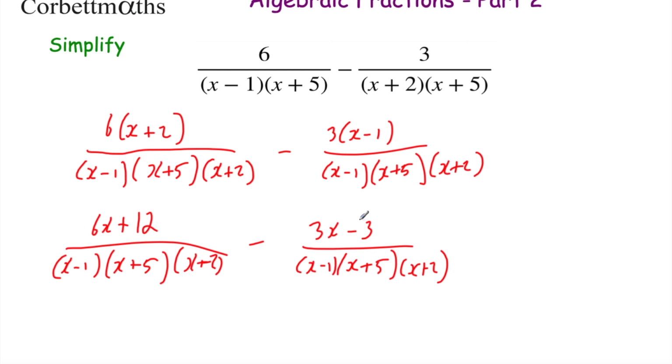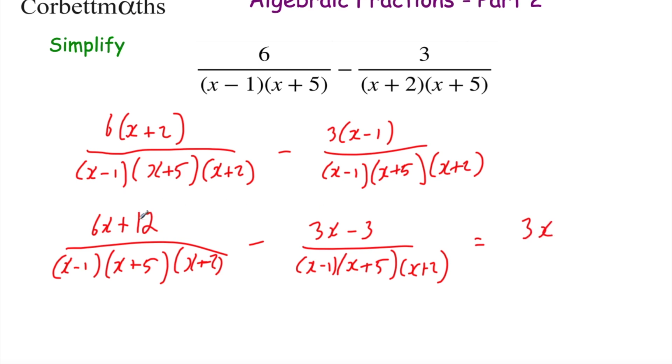Now let's take them away. Remember, whenever we're subtracting fractions with the same denominators, we just take away what's on the numerators. So we're going to do 6x plus 12, subtract all of this, 3x minus 3. So let's deal with the x's to begin with. We've got 6x's, take away 3x's. And 6x's take away 3x's would be 3x's.